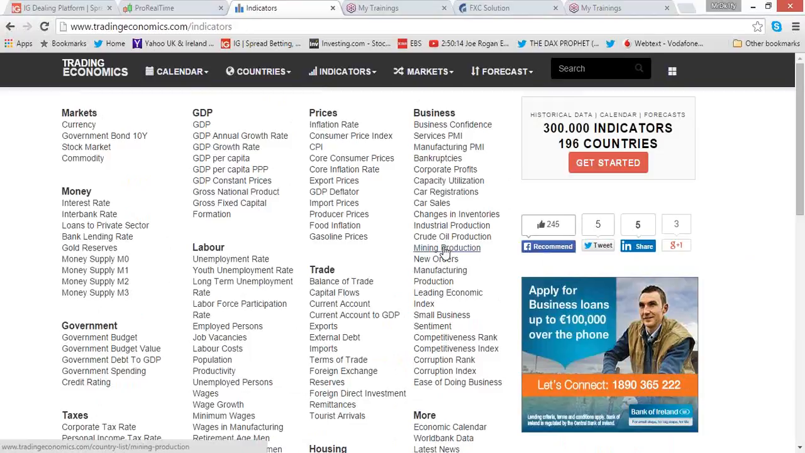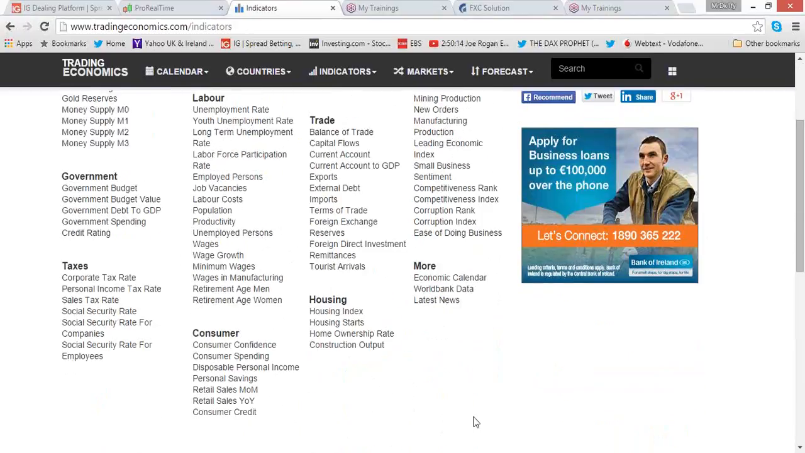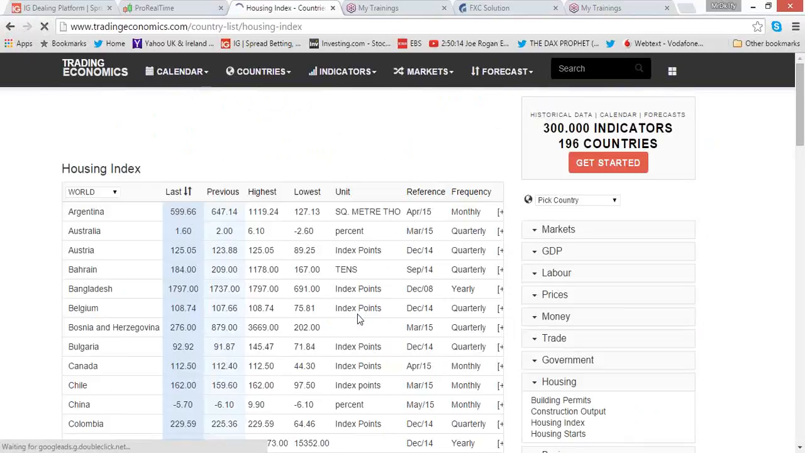The two main data points to look for when looking at housing data are the changes in housing values and the change in sales. A decline in sales generally indicates a drop in values also. Where you get your housing data, you just come down to housing, and you have your housing data for the various different countries.